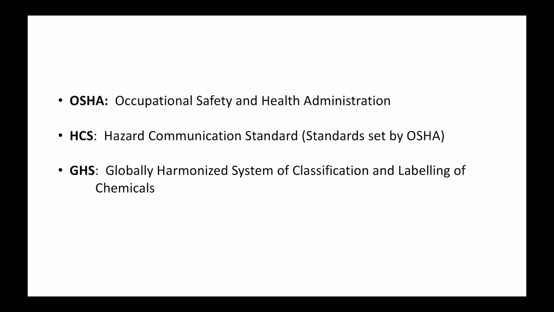So the HCS is a set of standards set by OSHA that companies in the U.S. have to abide by. And then the Globally Harmonized System of classification and labeling of chemicals is GHS. I know, a lot of acronyms, but in short, OSHA is the administration that makes sure things are safe, and HCS is the standards that are set by OSHA.